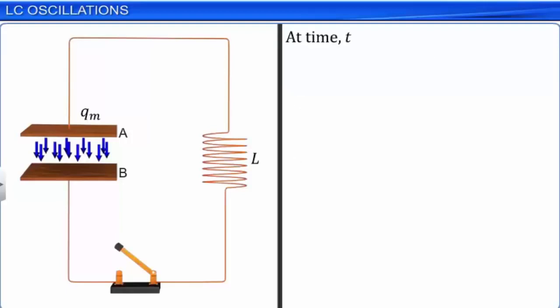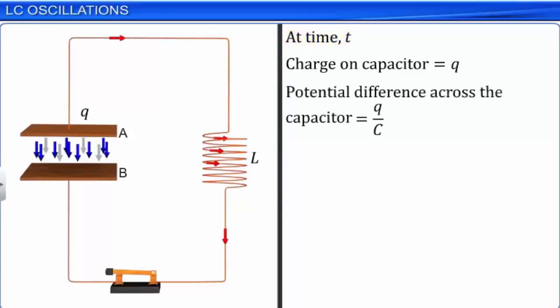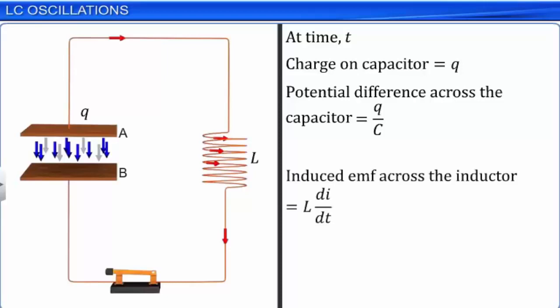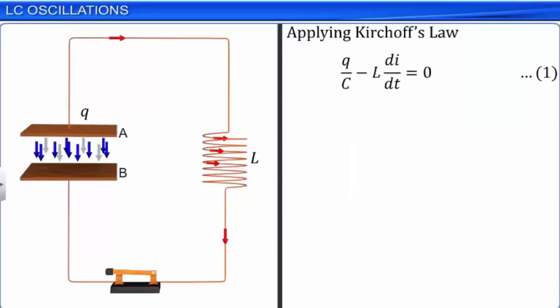If Q is the charge on the capacitor and I is the current in the circuit at a time t, then the potential difference across the capacitor is the ratio of Q to C, where C is its capacitance. The induced EMF across the inductor is L di by dt. By applying Kirchhoff's law for the circuit, we get Q by C minus L di by dt is equal to 0. Let this be equation 1. As the charge Q on the capacitor decreases, the current in the circuit dQ by dt becomes negative.